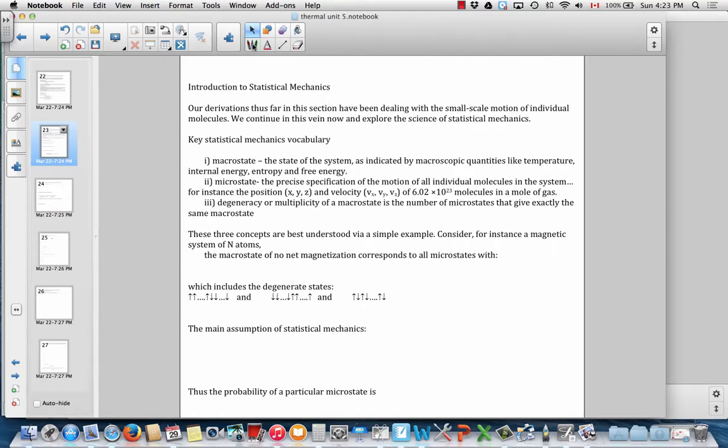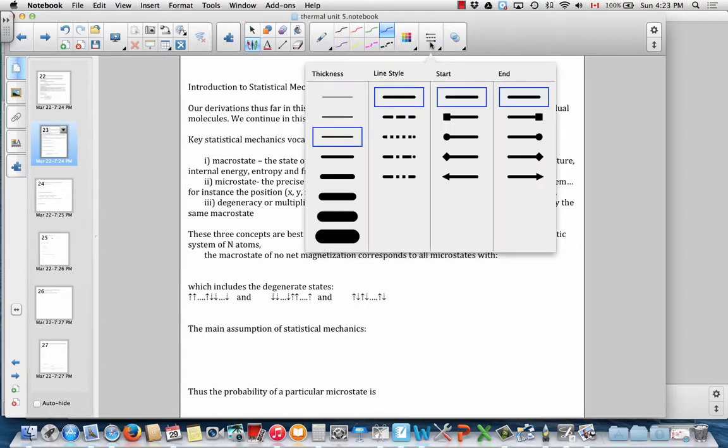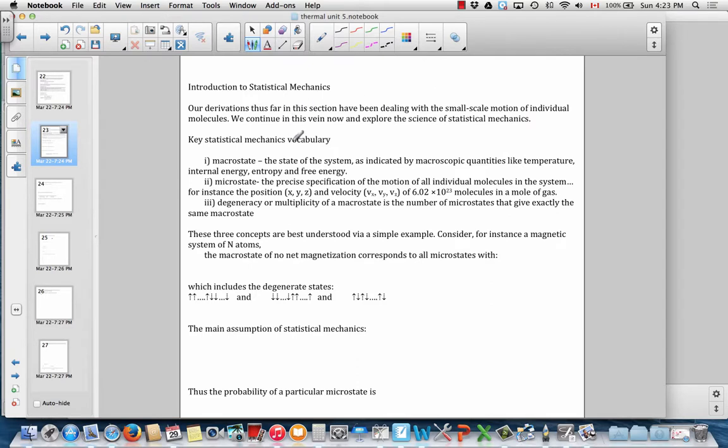So far in this unit, we've been looking at properties related to individual molecules: how their collision forces lead to pressure and ultimately to the ideal gas law, how there's a distribution of speeds given by the Maxwell-Boltzmann function, and how there's an equal amount of energy in each degree of freedom. Each, say, kinetic energy x, y, and z has an equal amount of energy. That's known as the equipartition theorem.